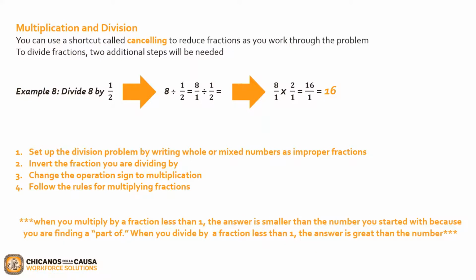Now, as a side note, when you multiply by a fraction less than 1, the answer is smaller than the number you started with because you are finding a part of. When you divide by a fraction less than 1, the answer is greater than the number. So just a little side note to keep in mind going forward.